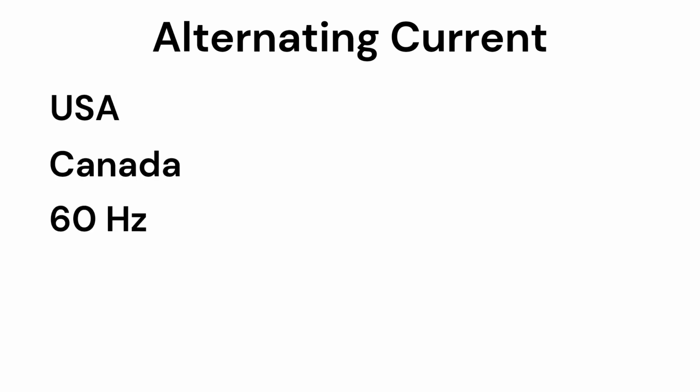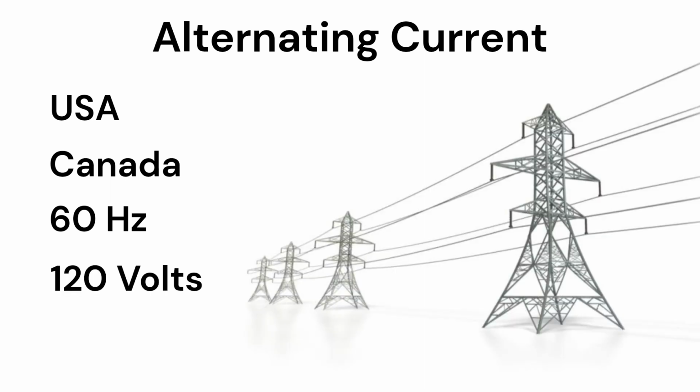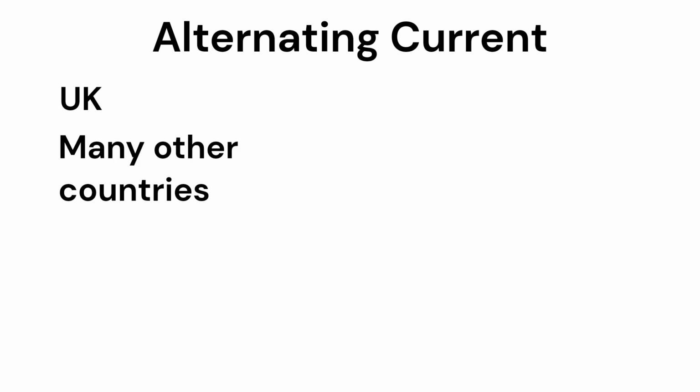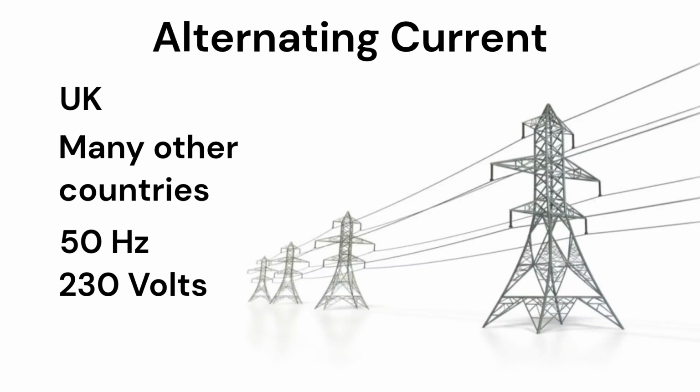Since the current is alternating, it has a frequency. In power lines in the USA and Canada, the frequency is 60 Hz with 120 volts at the households. It means the electrons flow back and forth 60 times every second in the power lines. In the power lines of the UK and many other countries, the frequency is 50 Hz with 230 volts at the households, which means, as you might have already guessed, the electrons flow back and forth 50 times every second.